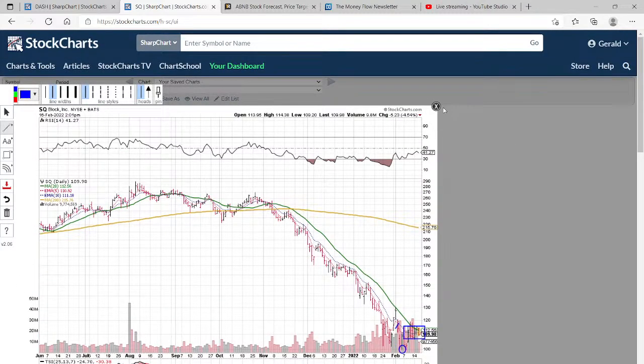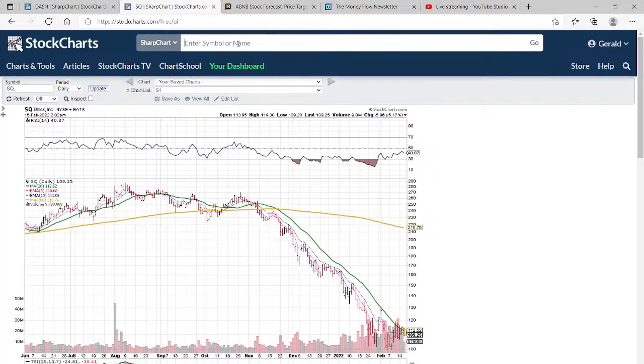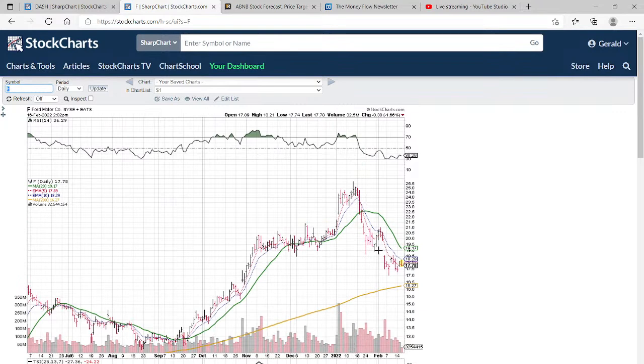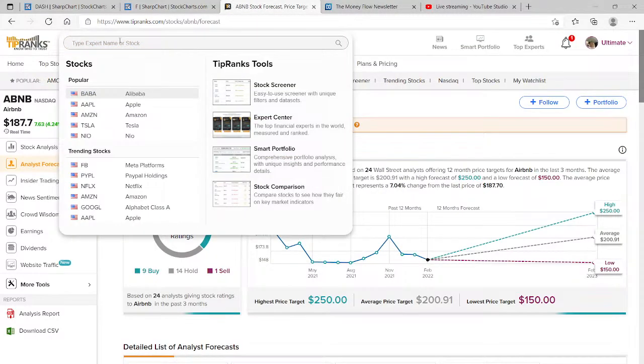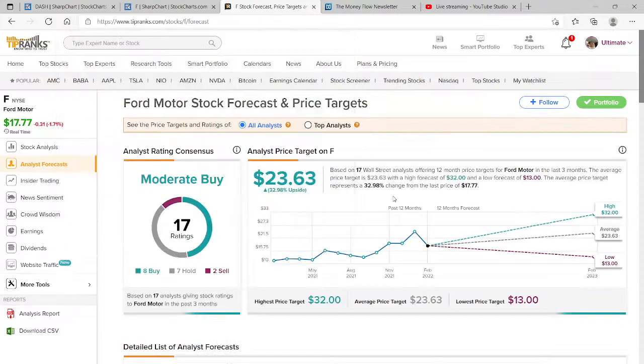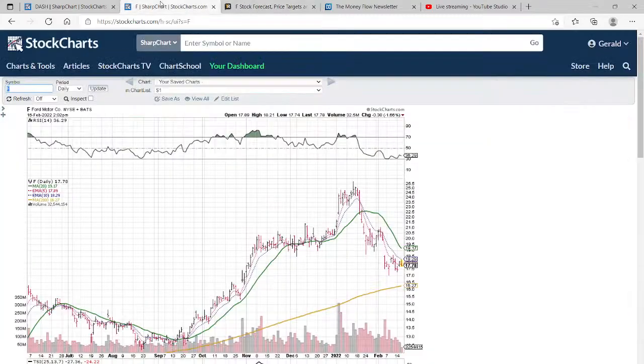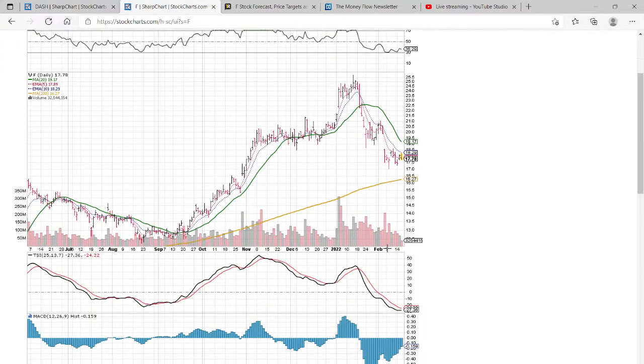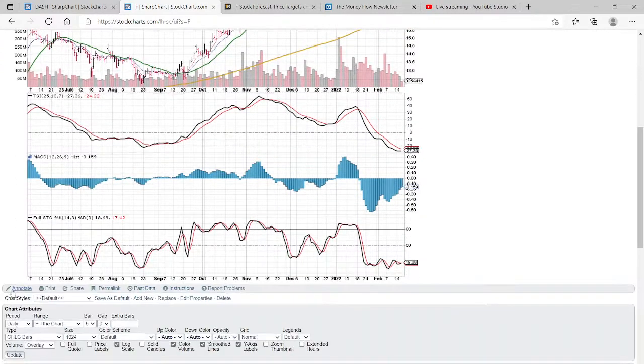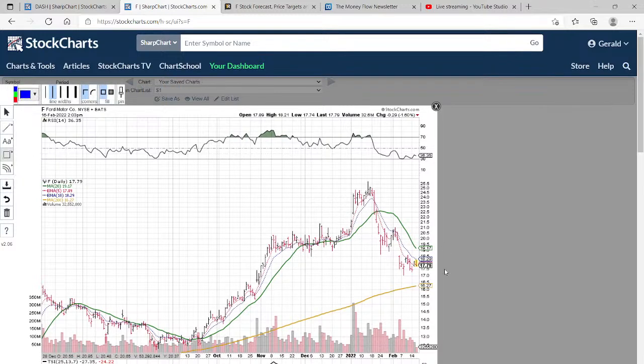Thoughts on Ford. Let's look at Ford. I like Ford. I got a large position. Here's my problem on Ford. What do they think Ford is worth? $23. Not bad. So we're 30% down. And we're building a box. And things are turning. I like it. I'm not adding because I got a pretty large position already. That's a box.